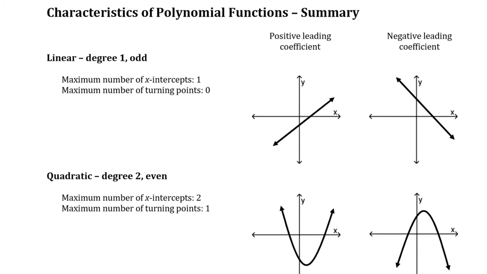Maximum number of x-intercepts is 1. What's the minimum number? Minimum is also actually 1, because if you had degree 0, it wouldn't be the same, and it would have 0 x-intercepts, but technically a degree 1 will always have 1 x-intercept, okay? What are the maximum number of turning points? 0, minimum number 0, it doesn't turn, it's a straight line.